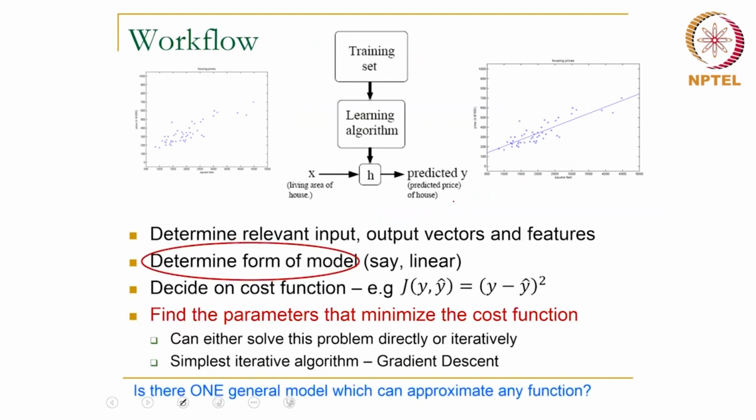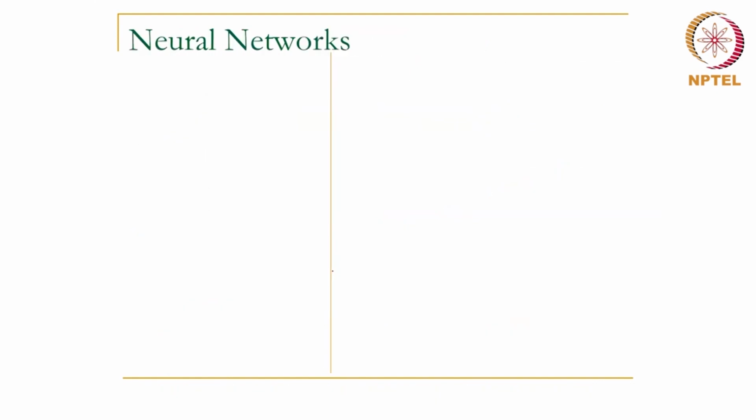Now the question, of course, is I gave you a linear function. What happens if I don't know any function and it looks really, really messy? Is there one general model which can approximate any function? And the answer for that is neural networks. So I will now go from our linear model to the neural network model.